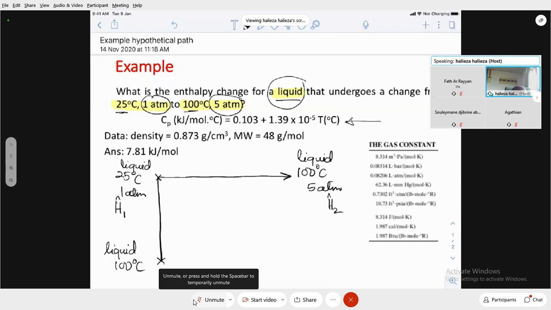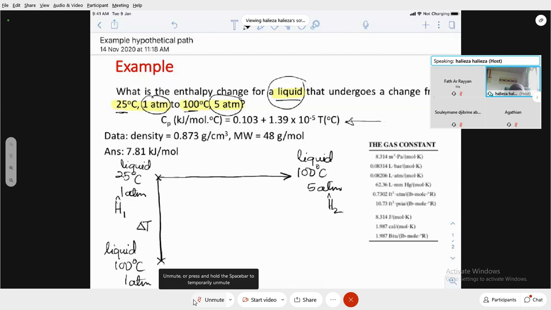You are still at 1 atm. You cannot change both of them at the same time. Either you change the temperature or change the pressure. Either one. You cannot change both. Okay? So this is a change of temperature. So just write the change of temperature.